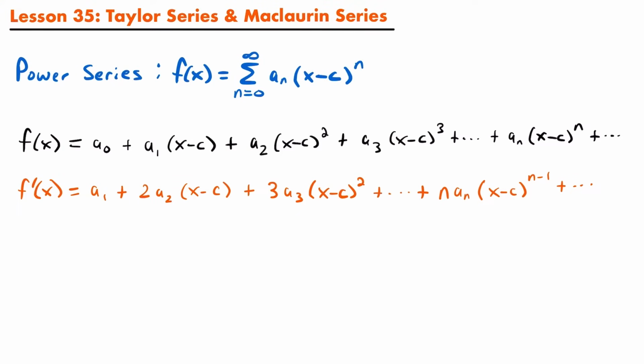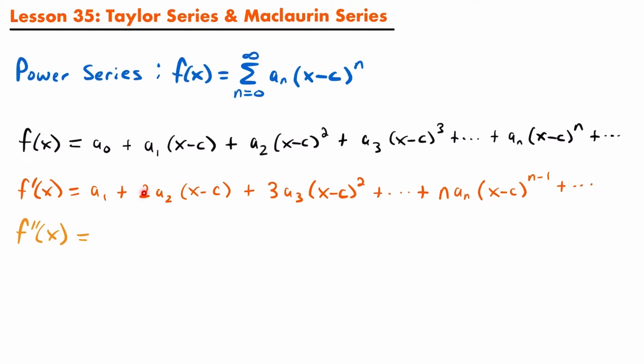Now let's take the second derivative. That's going to be f double prime of x. In this case, if we start taking the derivative of each of these terms, the derivative of a sub 1 will be 0 because a sub 1 is just a constant. So let's move on to our next term.